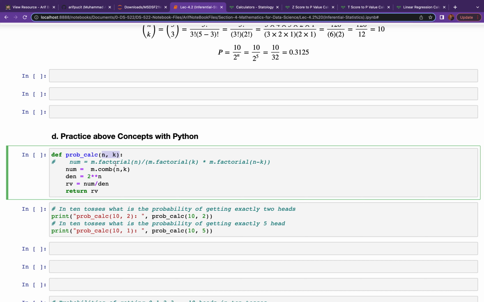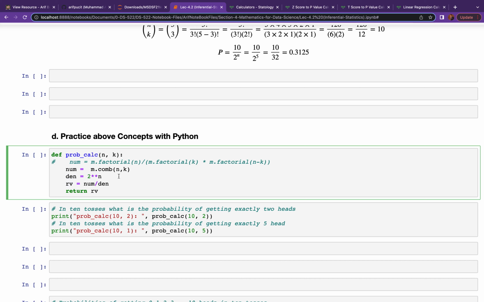Note that to calculate the numerator, we can use the factorial function of the math module and do it the long way, or simply use the comb combination function of the math module to calculate the combinations. The denominator should be the total number of outcomes, which in the case of a coin toss experiment will be 2 raised to the power n, as shown over here. Finally, this function divides the numerator by the denominator and returns the probability. I hope this function is clear.